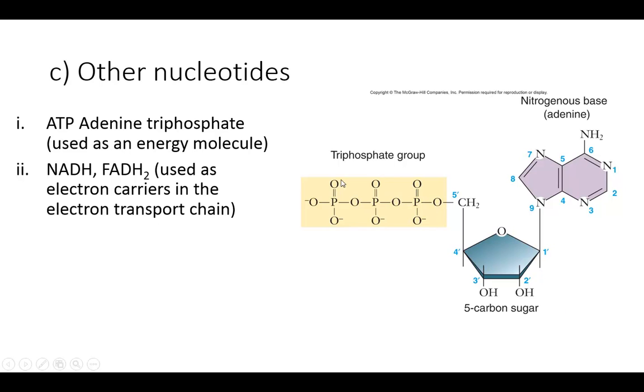And it's made of 3 phosphates, and what happens is when you break one of these phosphates off, it releases energy. NADH and FADH2 are also used to carry hydrogen atoms through the electron transport chain. We'll talk about that when we talk about metabolism and how the body creates energy.